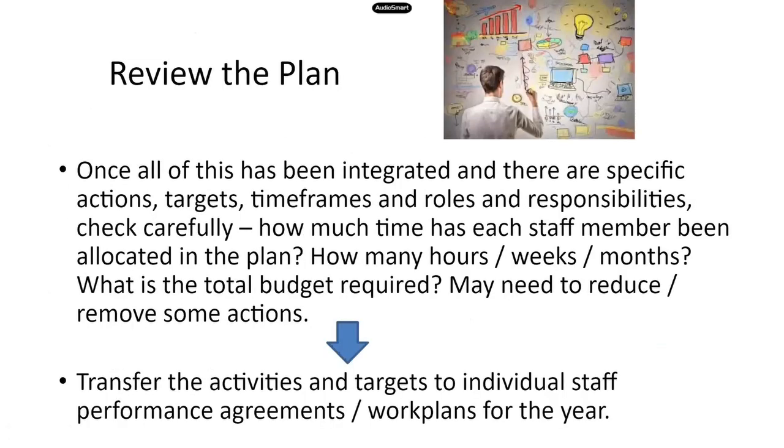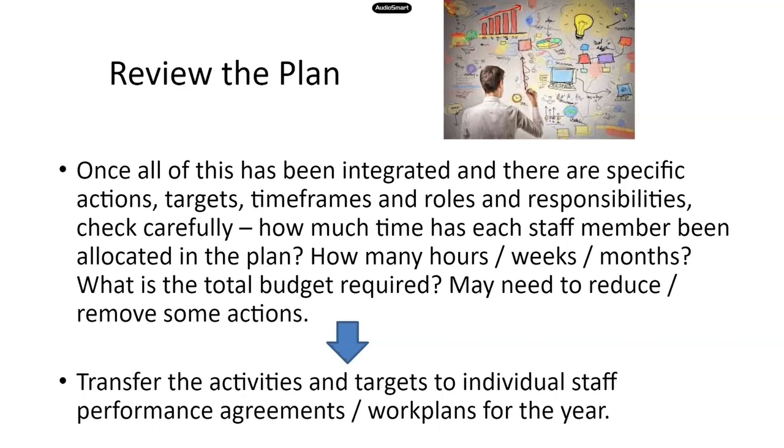So once you've gone through all your objectives, you've broken it all down, you've put everything together, you've got your targets, your timeframes, you know who's going to be doing everything, you have to go back and check very carefully. Add up how much time each staff has been allocated in the plan. And you might find that within 1 year, you've given somebody 3 years' work. And then you have to rethink it.